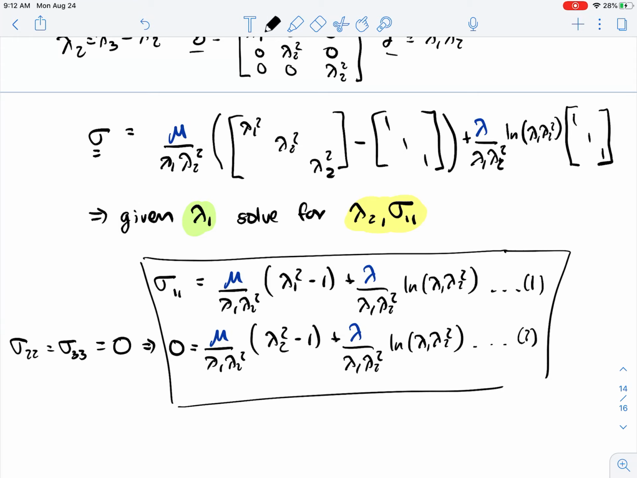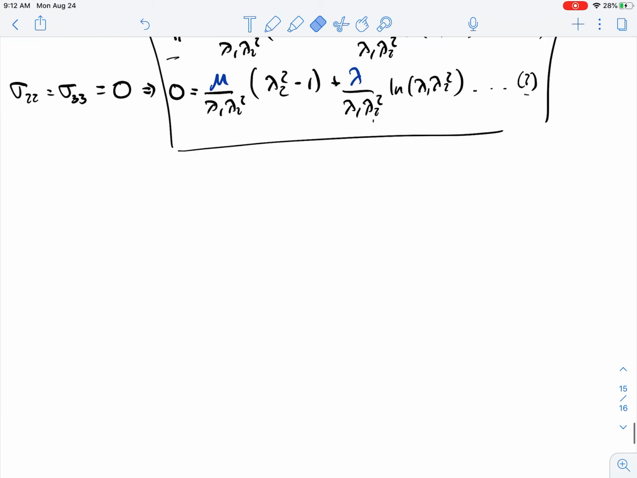So given lambda 1, you can solve first equation 2 for lambda 2, and then just plug that in equation 1 and evaluate sigma 1, 1. Clearly, if you are solving equation 2, it's a nonlinear function of lambda 2. Even if you put in lambda 1, you have a logarithm involving lambda 2, and this lambda 2 square. So it's again a nonlinear function. Solve for lambda 2, plug back into equation 1 to get the stress in the first direction.